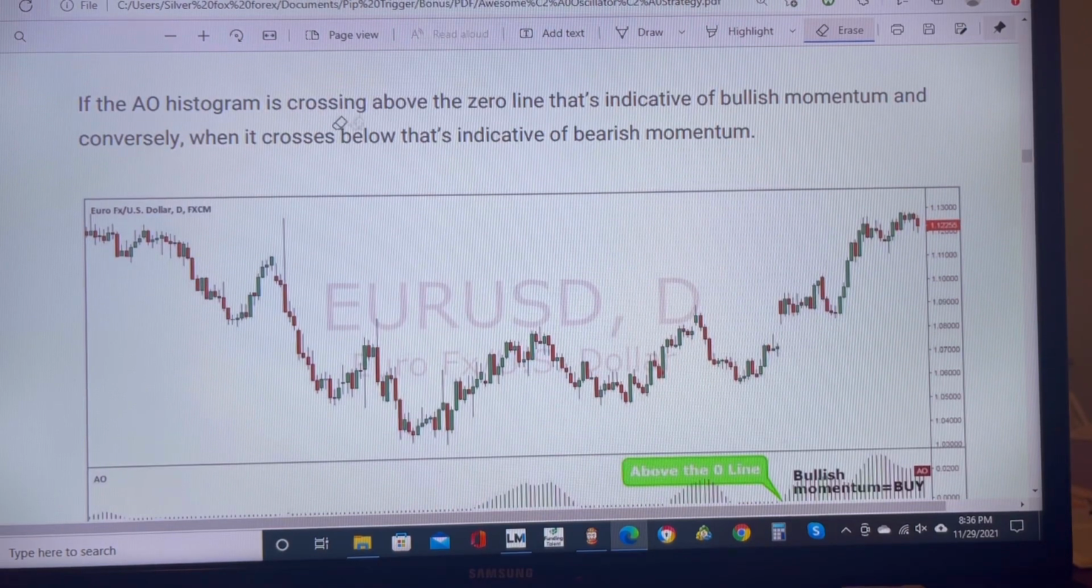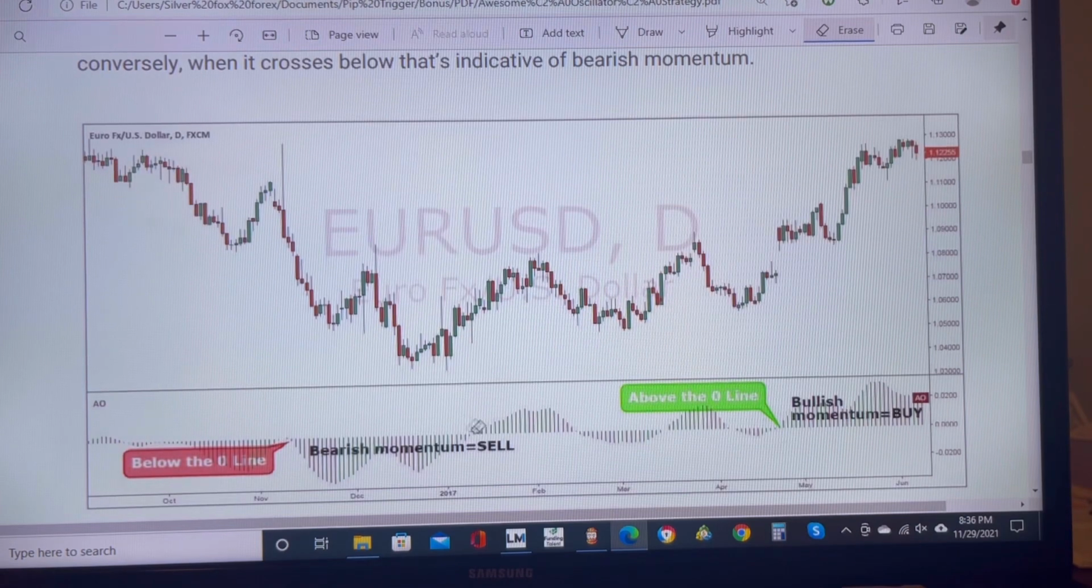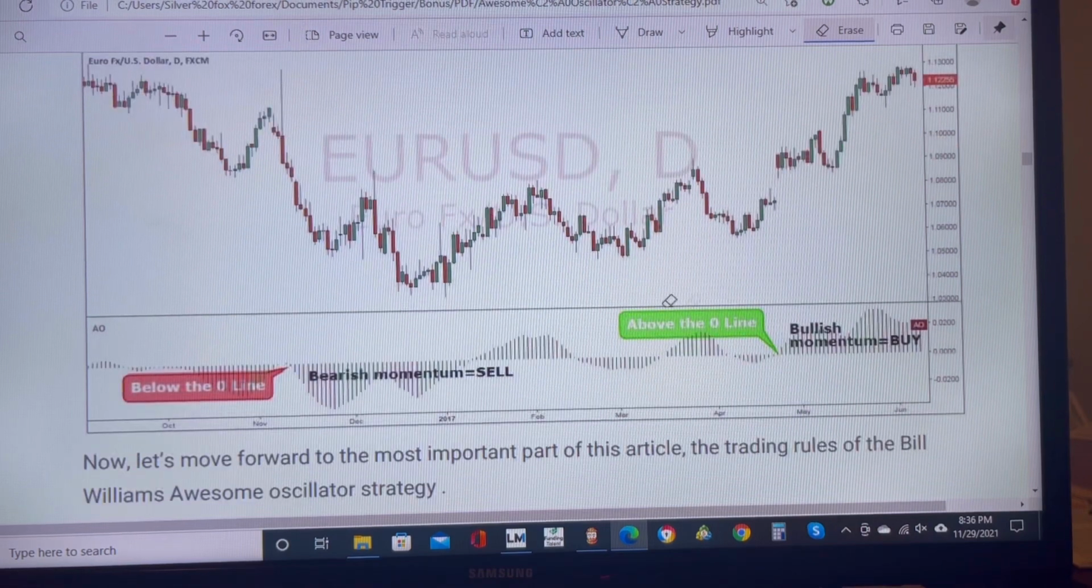If the AO histogram is crossing above the zero line, that's indicative of bullish momentum, and conservatively, when it crosses below, that's indicative of a bearish momentum. So it's showing you when the zero line is crossing from top to bottom. See, it's showing you over here below the zero line, bearish, sell. Above the zero line, bullish, buy. It's just that simple that this indicator can help you guys see when you need to get in a trade for a sell or go down, or when you need to get in a trade for a buy.